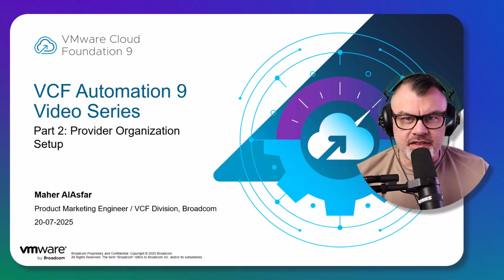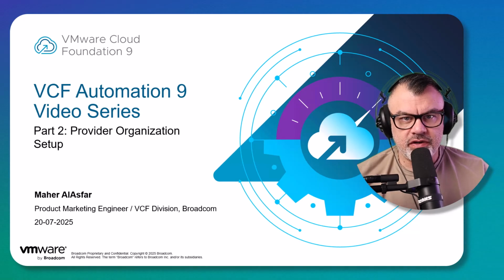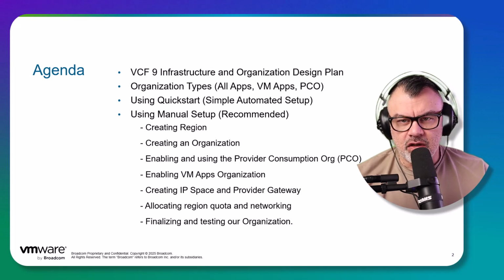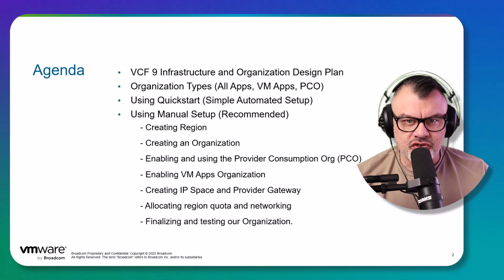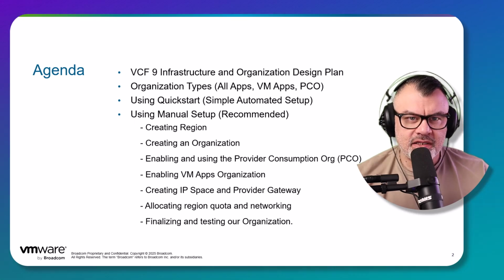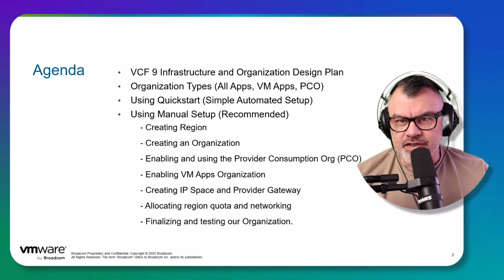This is part 2, VCF Automation 9 provider organization setup, of this video series, and we'll start by touching on the VCF 9 infrastructure setup that we discussed in part 1 and will continue to work with for the duration of the series, and also explain the organization tenant design plan we have in mind that we want to implement. We'll talk about the different supported organization types, such as the organization for all apps and the organization for VM apps, including the provider consumption org.